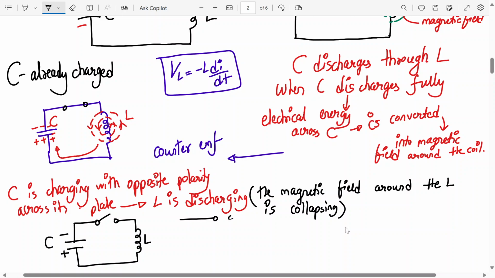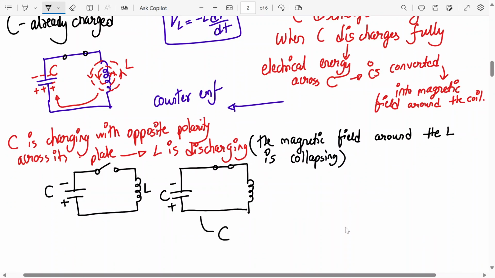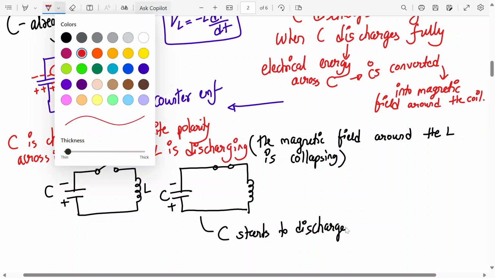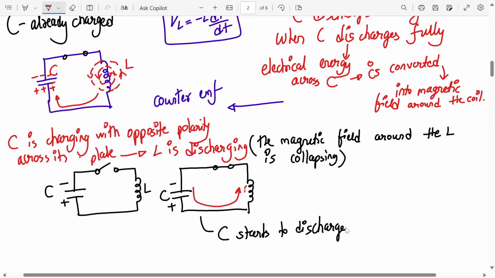Now when again the switch is closed, the capacitor will discharge with the opposite polarity. So over here C starts to discharge, but it will discharge in the opposite direction. Not in this direction, in this direction. So that again will set up the electric field and magnetic field across the inductor in the opposite direction. After the switch is closed, the capacitor starts discharging in the opposite direction, so the charges now move from plate to plate, positive to negative.